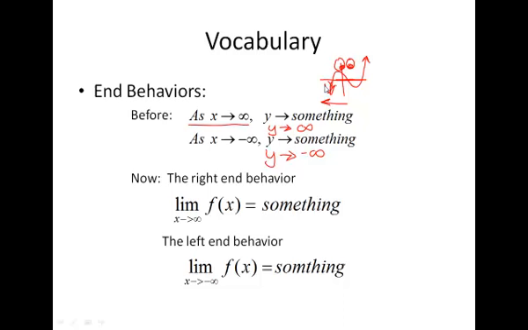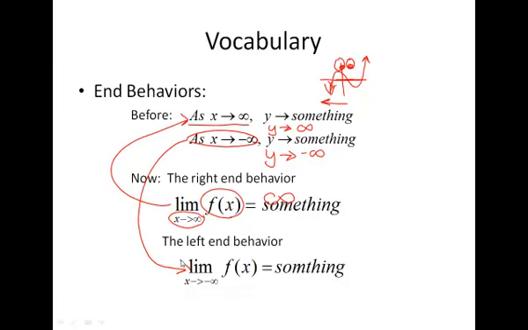So last year, this was how I had you study end behaviors, because we had not been introduced to limits yet. But now this is basically the equivalent of this up here. What we're saying is, as x is approaching positive infinity, what is our function doing? In this case, it's approaching infinity. Same thing here: as x approaches negative infinity, that's associated with this limit now.